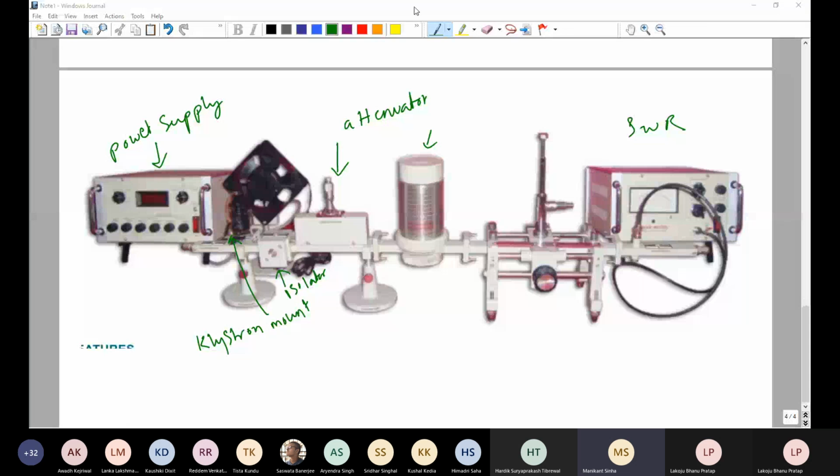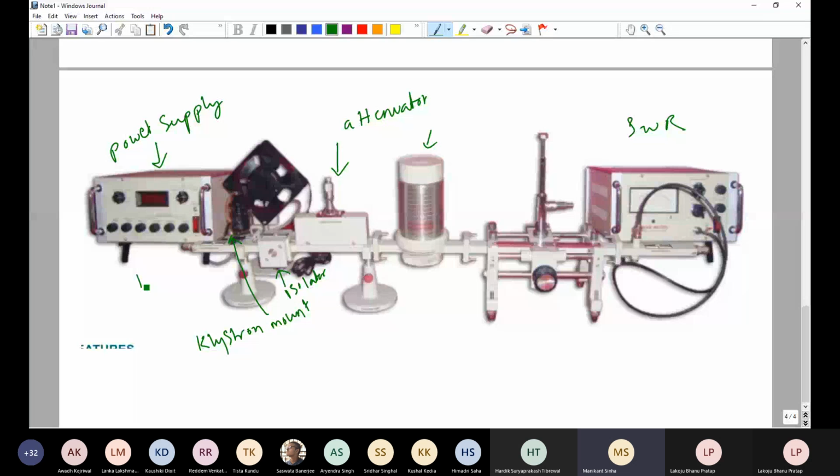So you could see next to the klystron oscillator, you have this isolator. And then next to the isolator, you could see the attenuator. So in this setup, I could not see the pin modulator. Yeah, there is no pin modulator. Here you will not be able to see it, but it is just a rectangular box-like arrangement. And then you have this cylindrical-shaped frequency meter.